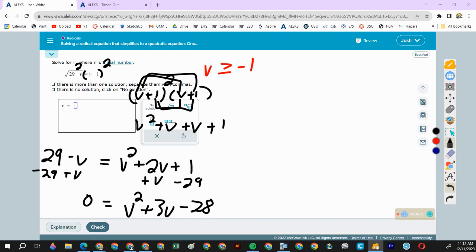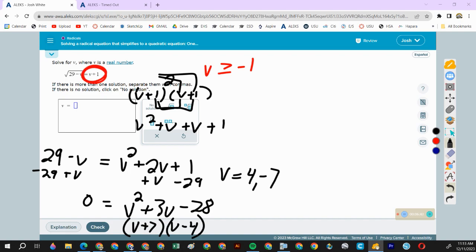How does that factor? Plus 7 and minus 4. So v equals 4 and negative 7. Are those okay? So we look up at the original again. Can I plug a 4 in there? Yes. Can I plug a negative 7? No. So this gets thrown away.